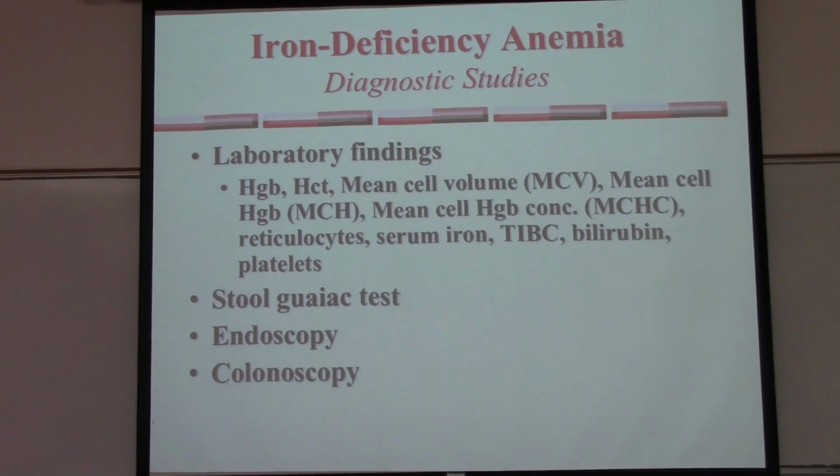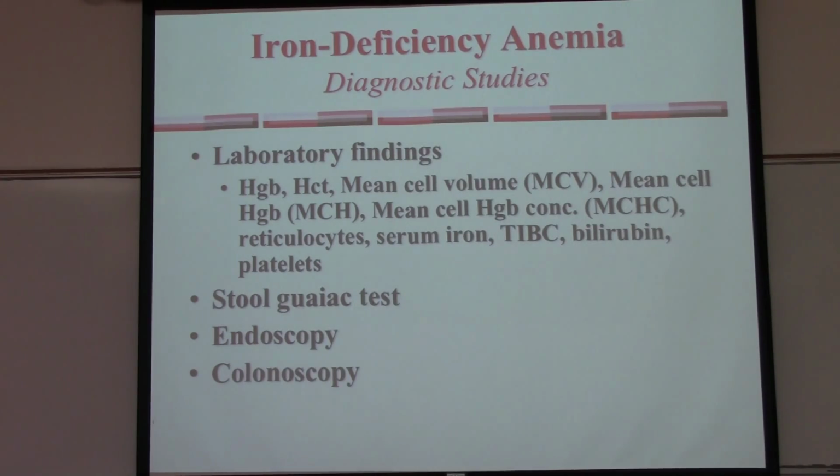If you look at the lab findings, you will see hemoglobin, hematocrit, mean cell volume or corpuscular volume. The mean means average. Mean cell hemoglobin, mean cell hemoglobin concentration. Those are all low.